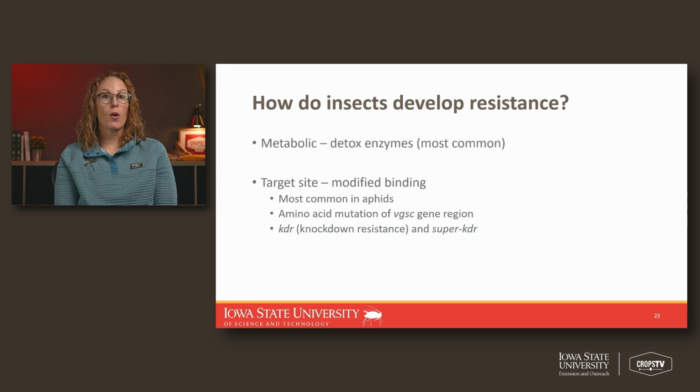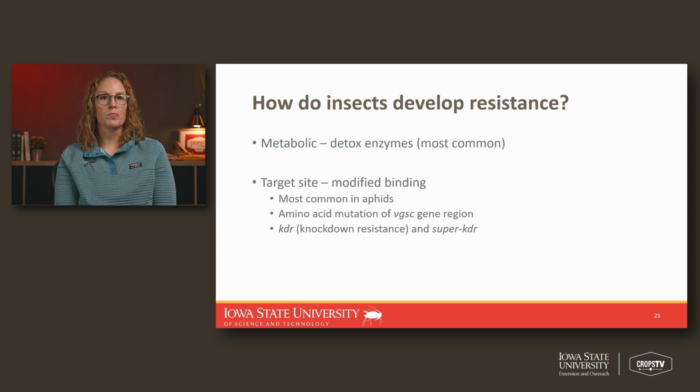You may be wondering how insects develop resistance, and that IRAC video does a nice job of giving the highlights. Generally, the most common type of resistance is metabolic, in which the exposed individual can just detoxify the enzyme. There is also target site resistance, in which it has modified binding. Target site resistance is most common in aphids, in which there's a mutation of that voltage-gated sodium channel gene region. It's commonly described as knockdown resistance, or KDR, and super KDR for having multiple mutations or resistance in an individual.